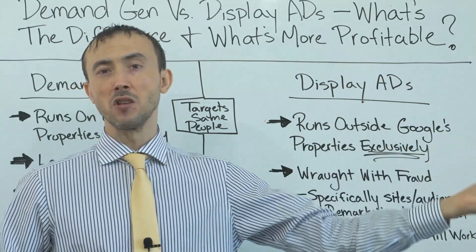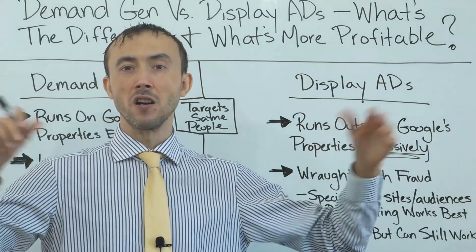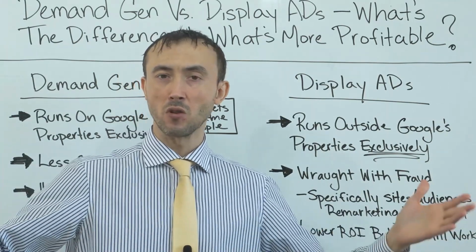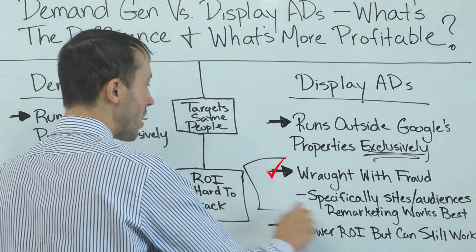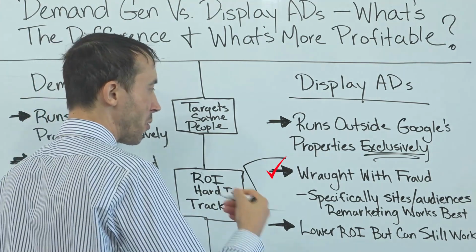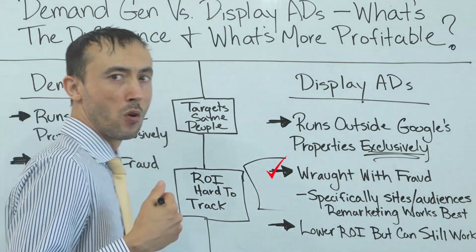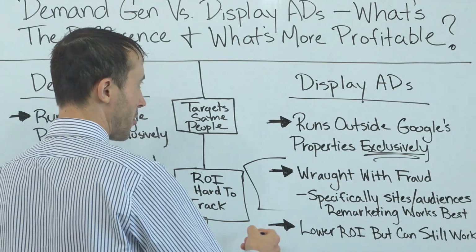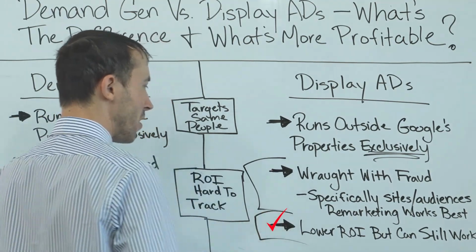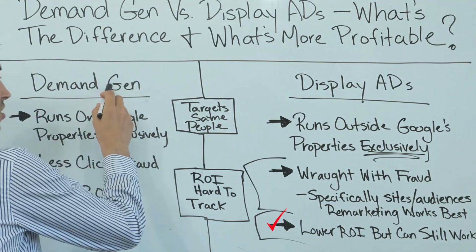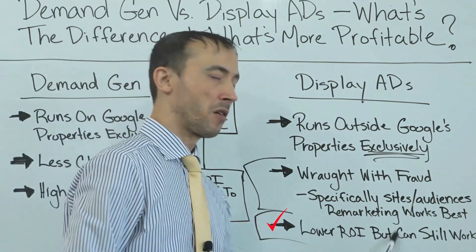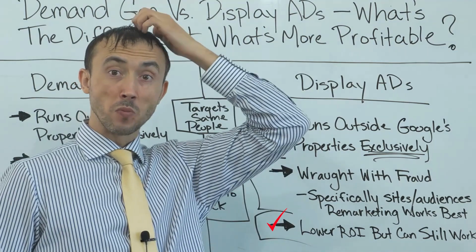And there's only so many people in your market to go after. So if you're not going to remarket to them, you're throwing away half the opportunities. So anyway, you've got to be careful with the fraud, and then you've got to really know what you're doing in terms of drilling down who and what you're targeting with display ads. Then furthermore, you're going to get a lower ROI with display ads typically than demand gen ads, but it could still work because of all the bots for the most part, okay?